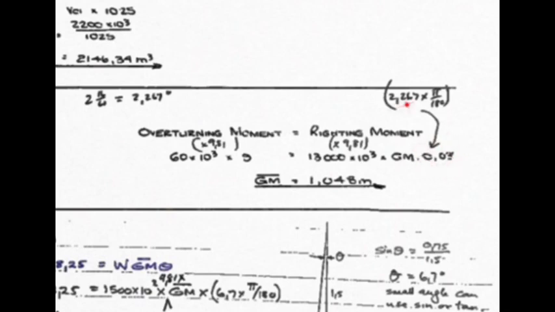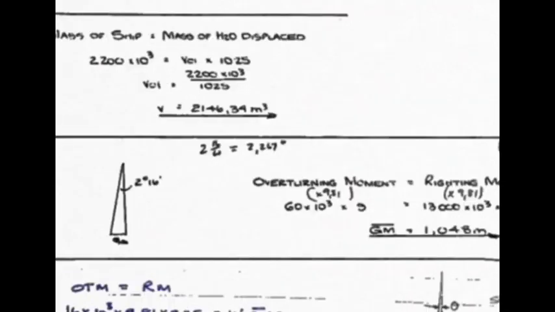Now 2.267 degrees is the amount of roll. Remember to multiply that by pi over 180 to get the angle in radians, and you're going to find the 1.048 meters of metacentric height. Also remember that 2 degrees and 16 minutes is 2 degrees and 16 over 60 degrees. That's how we got to the 2.267, because 16 minutes means 16 sixtieths of a degree.